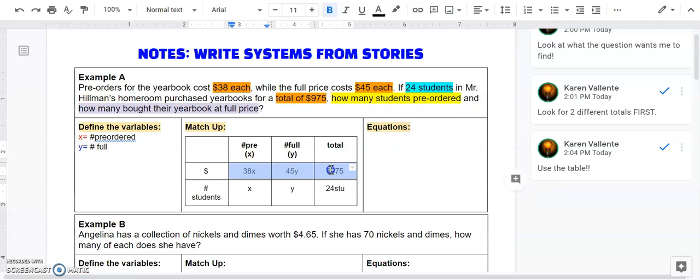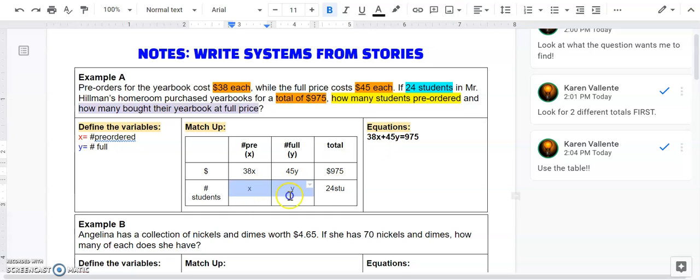If I just look across this row, it tells me when I add the money from the pre-orders and the money from the full price, I got $975, right? Read it with meaning, and then it's not as mysterious. The 38 X, which is the pre-orders, and then the money from the full price, gets us 975.